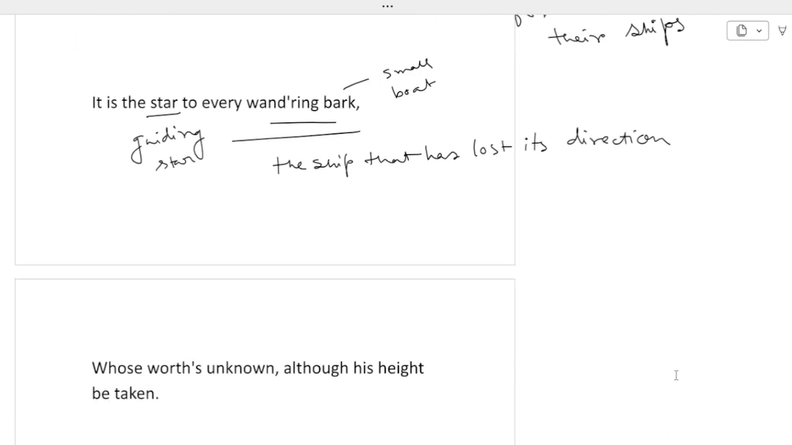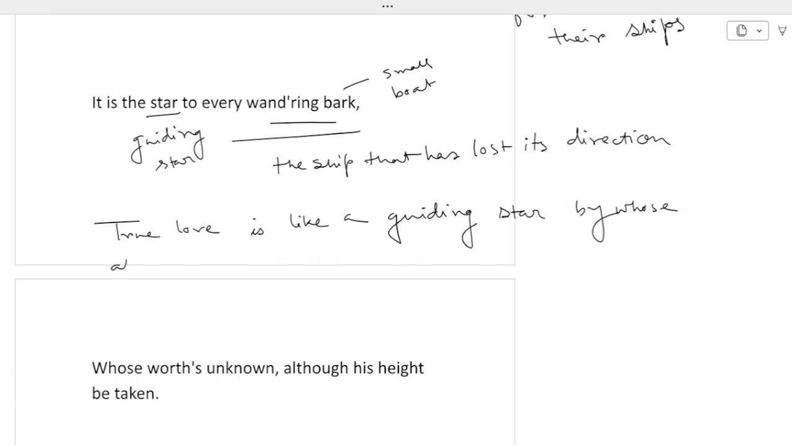So here the poet speaker wants to mean that true love is like a guiding star, by whose altitude a navigator may direct his course. Love is like that star. Love is something that helps us to see everything clearly. So true love is like that guiding star.